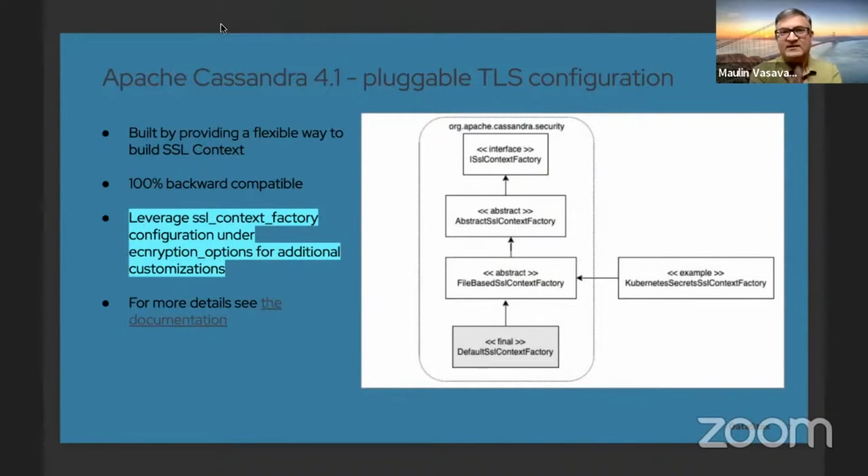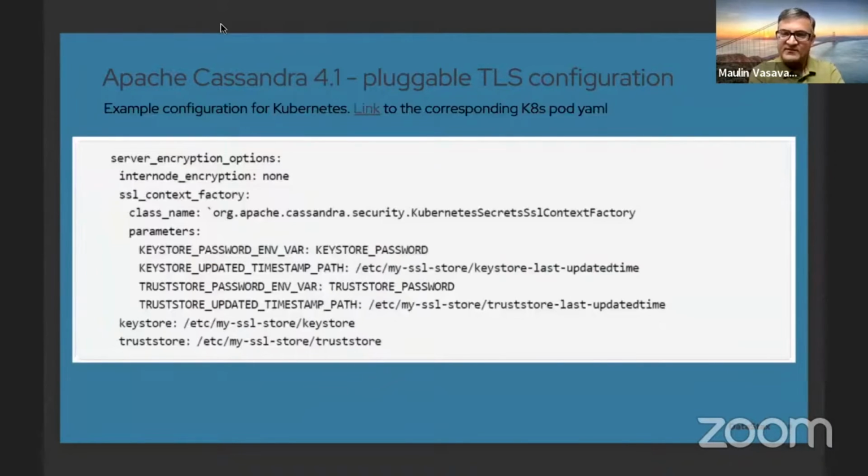With 4.1, we made the SSL configuration pluggable by allowing customization of SSL context creation in order to create the TLS communication. The way it works is you can plug in your SSL context creation if you need any customization. We defaulted the implementation to make sure that all the changes are 100% backward compatible, so your 4.0 Cassandra YAML will seamlessly be able to migrate to 4.1 in this regard.